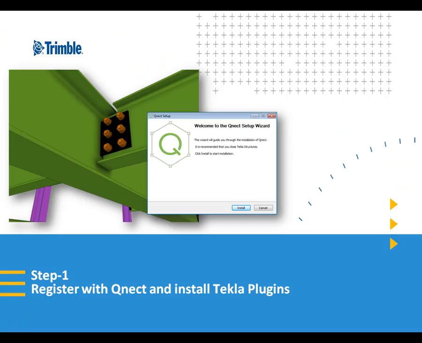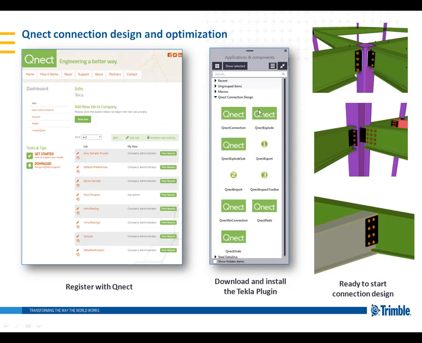Okay, so how do we start with Qnect and Tekla? First thing we do is just register with Qnect and create an account, download and install the Tekla plugins, which then can be seen within the Tekla model, and then you're ready to start doing connection design.